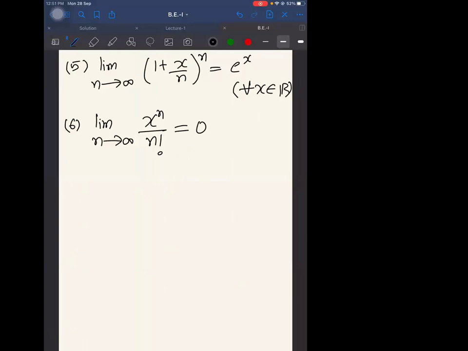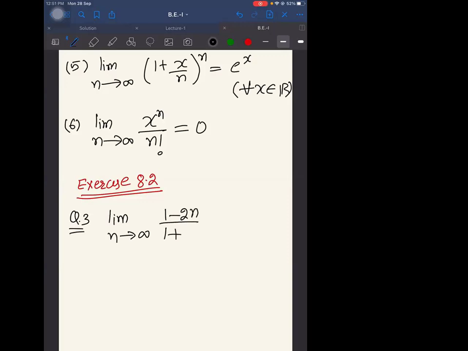So let's say these are from exercise 8.2. Let's take a few questions. Let's say question number 3. We want to find out whether the limit as n tends to infinity exists or not. That's what we're going to check. Can you see this?